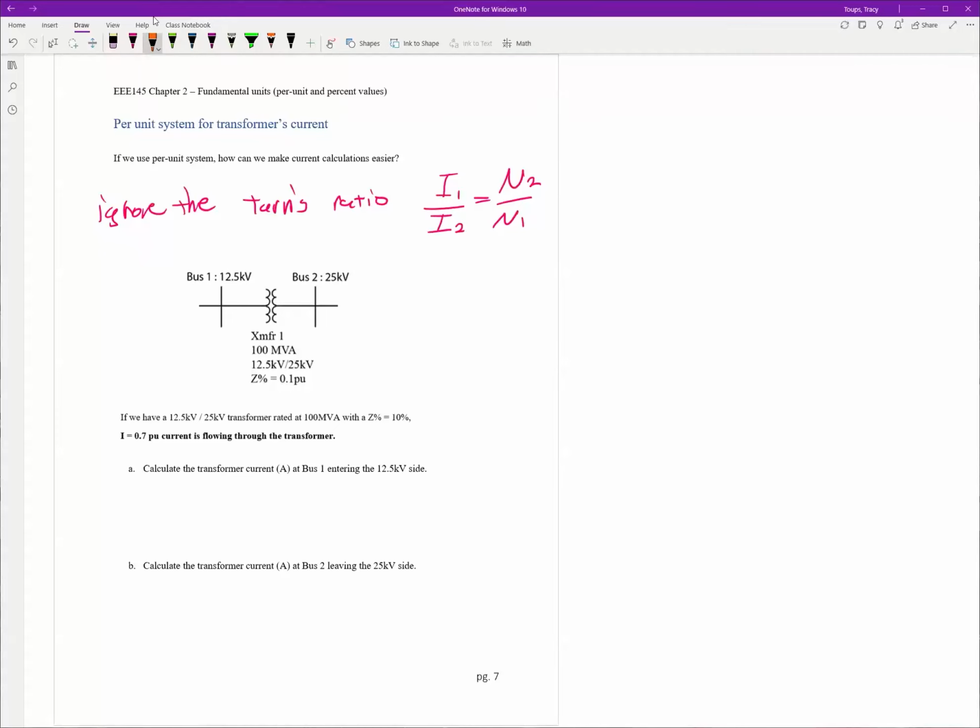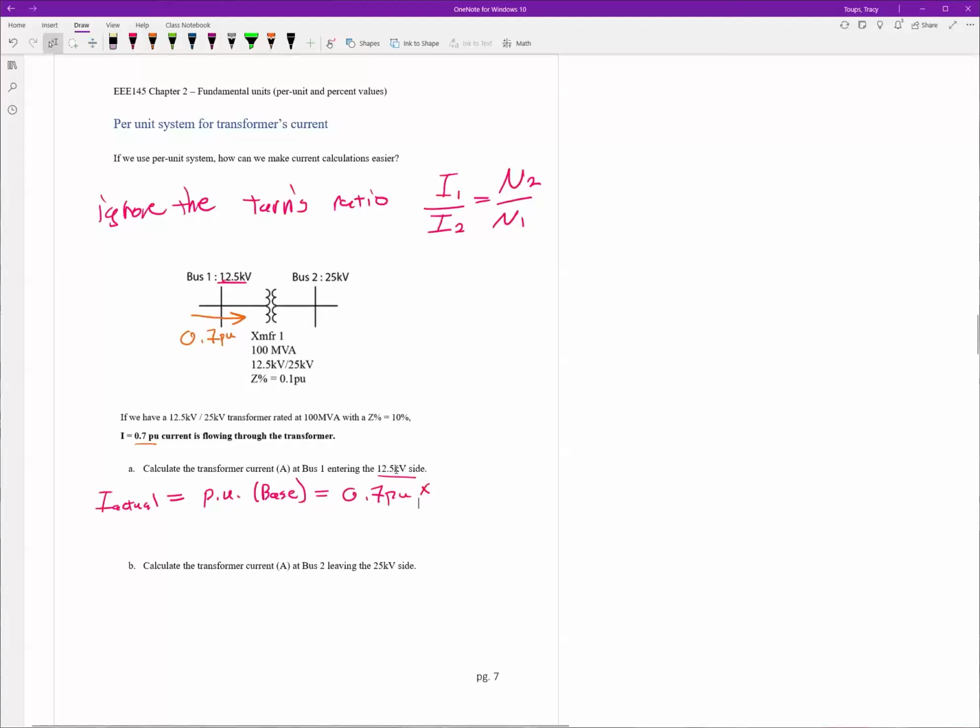Okay, so let's say we have 0.7 per unit current flowing through a transformer. That means the current is flowing into the transformer at 0.7 per unit. Okay, what's my current on the 12.5 kV side? Can I figure out my actual current in amps? So the actual current flowing, again, is your per unit times your base value. In this case, our per unit value is 0.7 per unit current multiplied by our base value. What's our base value? Oh, we need the Rosetta Stone.